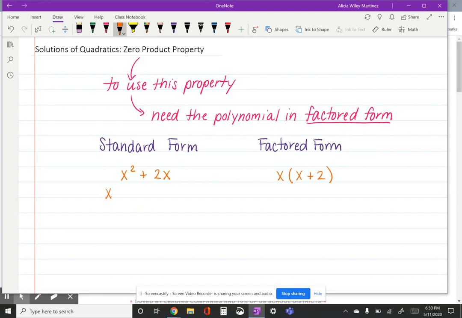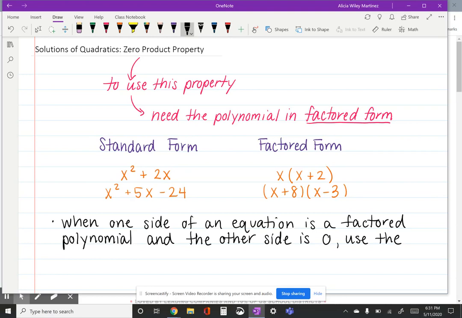Another example could be something like x squared plus 5x minus 24. That is your standard form of a quadratic. The factored form of that would be two binomials multiplied together. So the product of x plus 8 and x minus 3. So that is the difference between standard form and factored form.